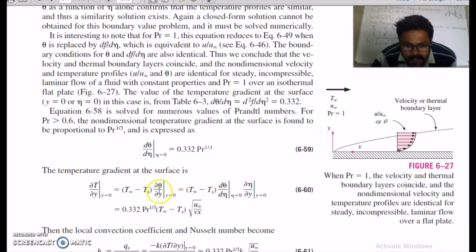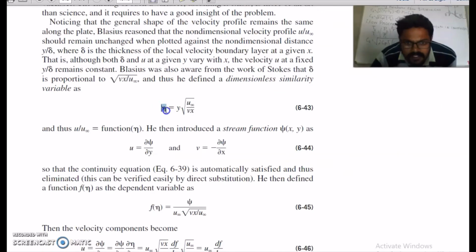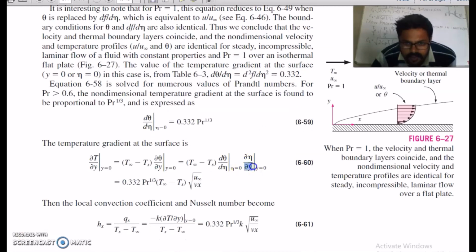You can multiply this numerator and denominator by this and divide. You can write this equation in this form. Put this equation here. When you take the derivative of this function with respect to y, you will get only this. Y will become 1. You will get under root u infinity by vx. Put this value here. You will get this equation, which is del T by del y.